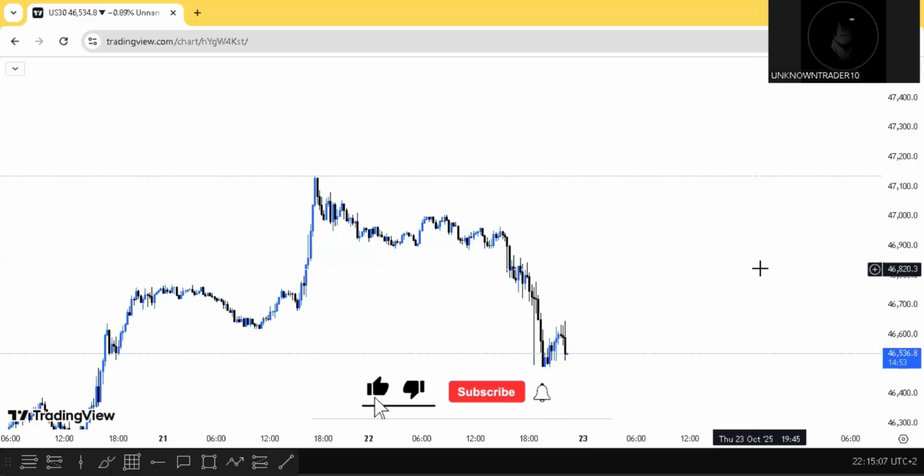I mainly focus on order blocks as my point of interest. I use order blocks, inverse fair value gaps, and breaker blocks. Then liquidity, and that's all. And I focus mostly on sniper entries, because with indices you must have sniper entries.